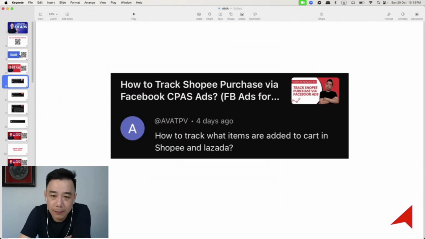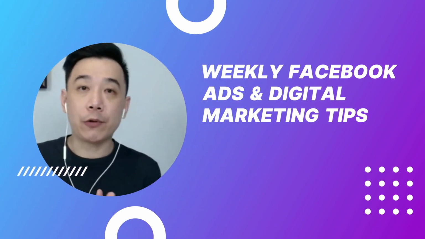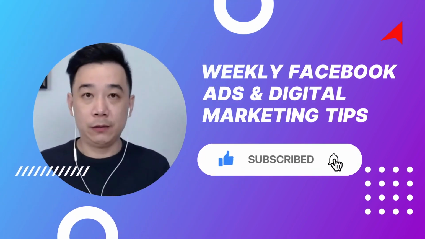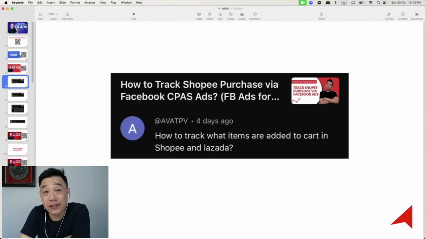So the question coming from Ava here is how to track what items are added to the cart in Shopee and Lazada. There is no way. When you're running ads for your Shopee CPAS, you are able to see how many people added to cart, how many visit your product, how many product visits they have.